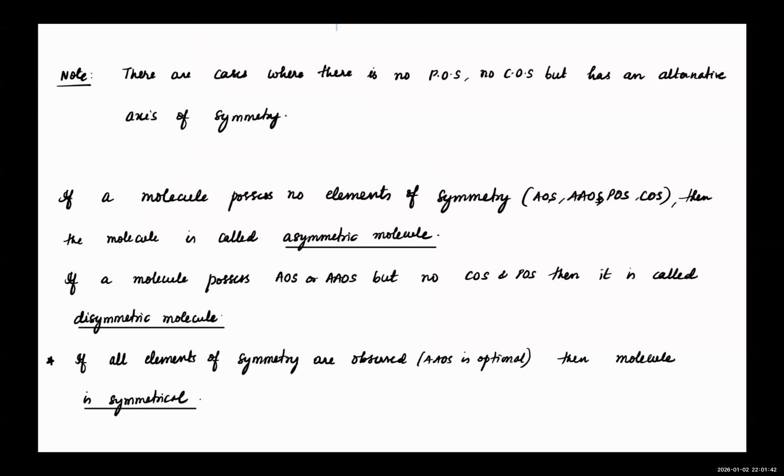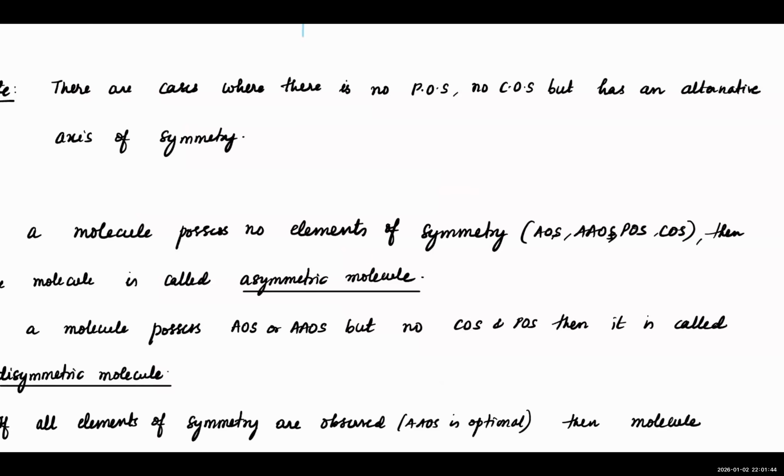Now, check out this very interesting point: there are cases where there is no plane of symmetry and no center of symmetry, but there is an alternating axis of symmetry. Okay, there are some specific cases. There are not a lot of such cases.